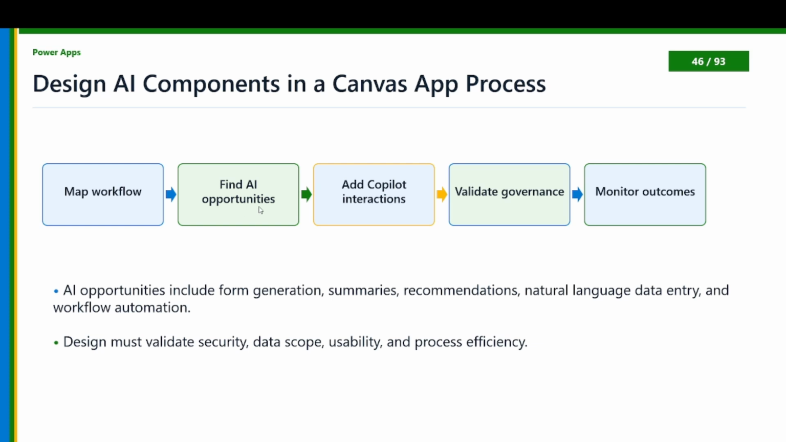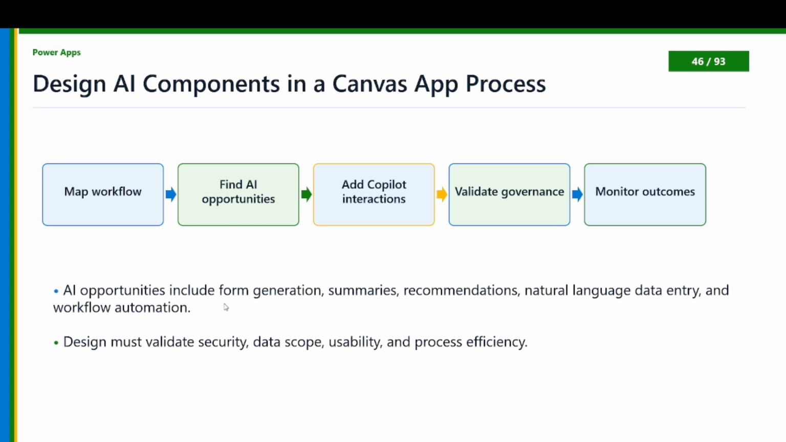Then you find AI opportunities. So find where AI can come in. Find tasks that you can automate with AI, using agent flow to connect. Okay, then the next thing you do is add copilot interactions. So when you find an AI opportunity, you add copilot interactions, and then you validate using governance and company policy, and then you monitor outcomes. So this is the workflow of building an intelligent application in Power Apps.